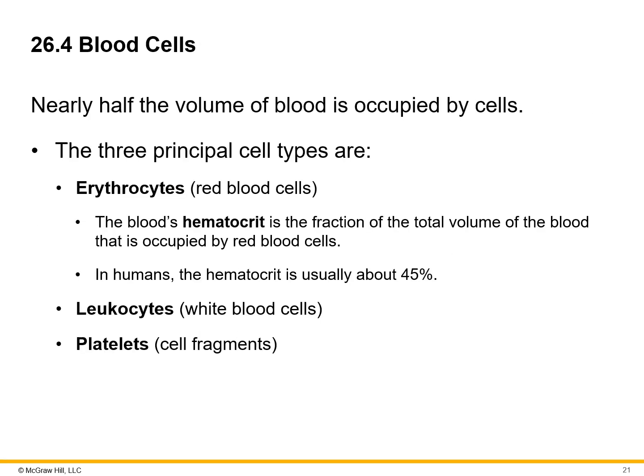There are a lot of different types of blood cells. We won't be covering them all. If you go on to an anatomy and physiology or a micro course, you'll be learning more about them. But for here, just getting an appreciation. So three main cell types.